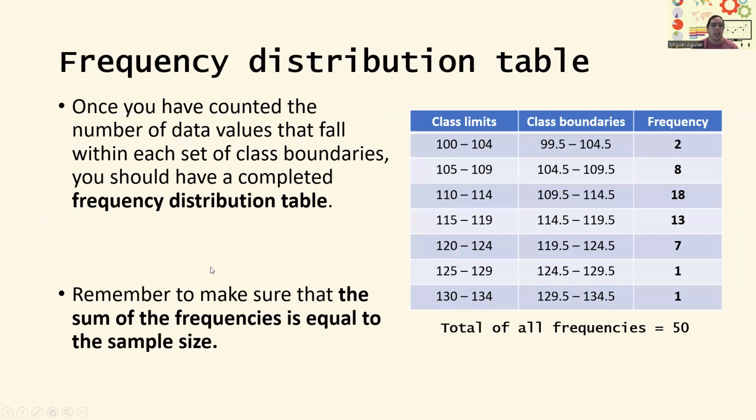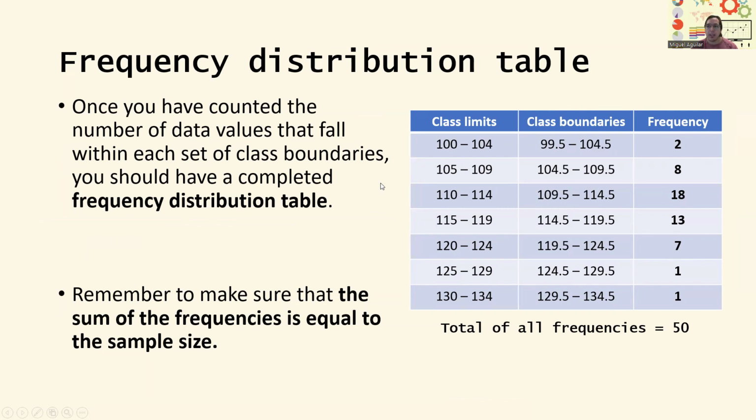Okay. Once you've counted up all the number of data values that fall within each of the class boundaries, you should have this completed frequency distribution table. So we can see here in the first class, we have a frequency of 2. That means that 2 data values fell between 99.5 and 104.5. 8 data values fell between 104.5 and 109.5. 18 fell between 109.5 and 114.5, and so on and so forth.